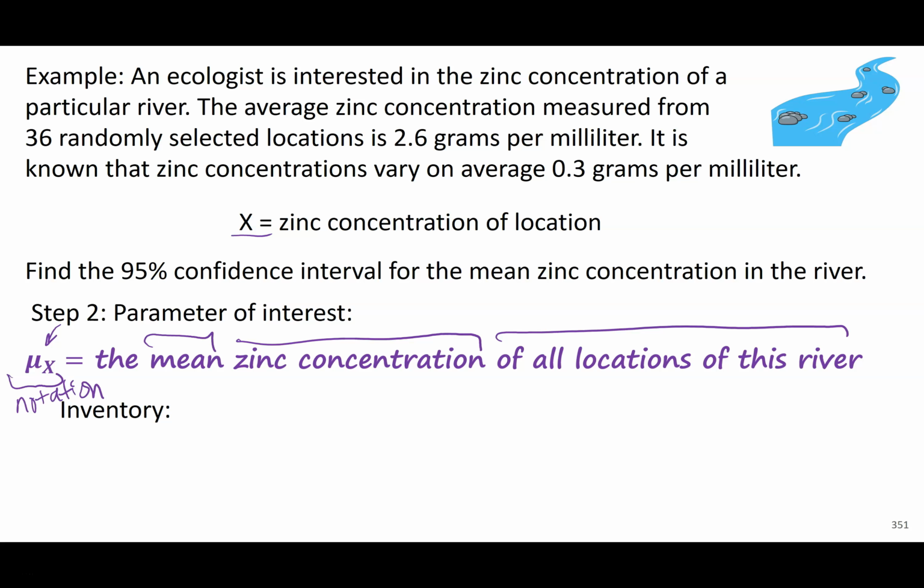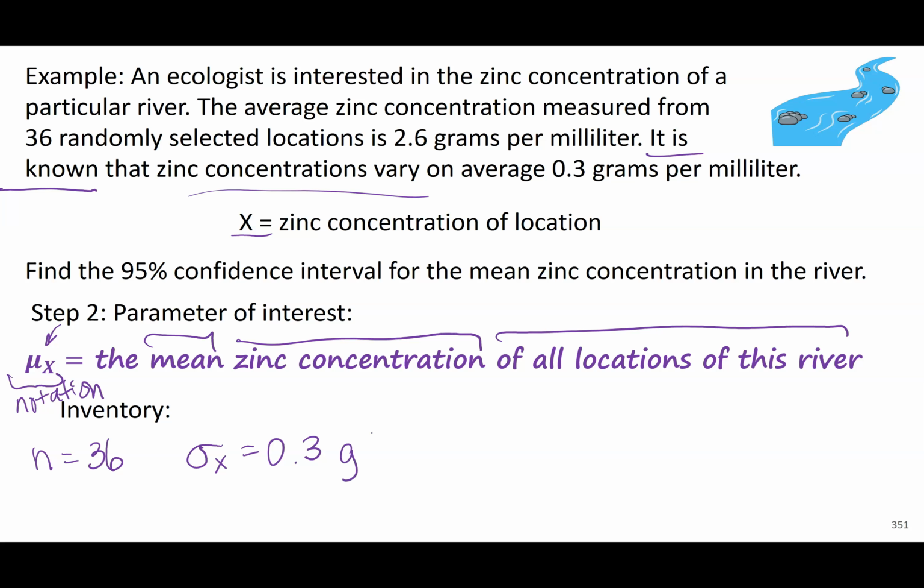And then the inventory of information. So here, I'm going to fill in my sample size, I took 36. What do I want to put next? I have varies on average. So it is known. It is known usually implies we're talking about a population as well. So it is known zinc concentrations vary this much. So I don't know how it's known, but it's known. A lot of times it's from previous studies.